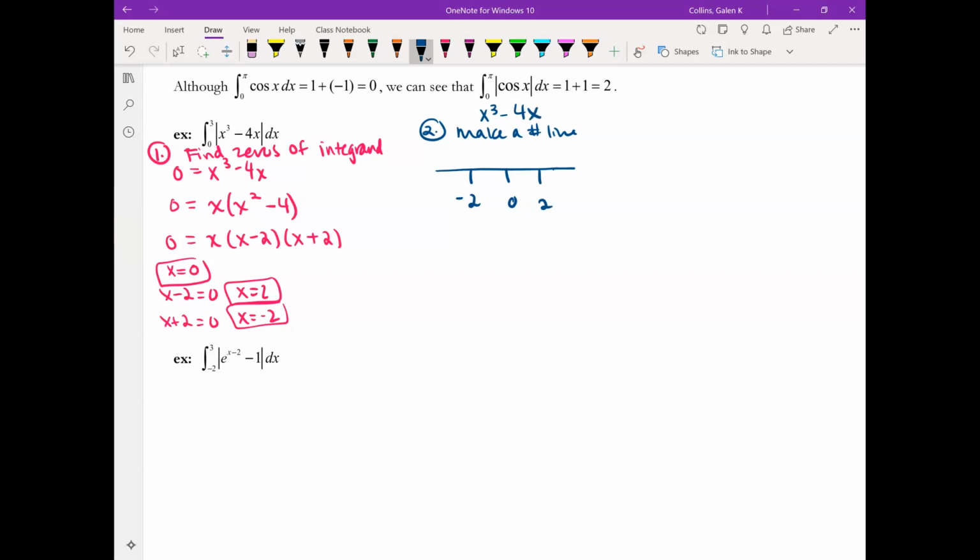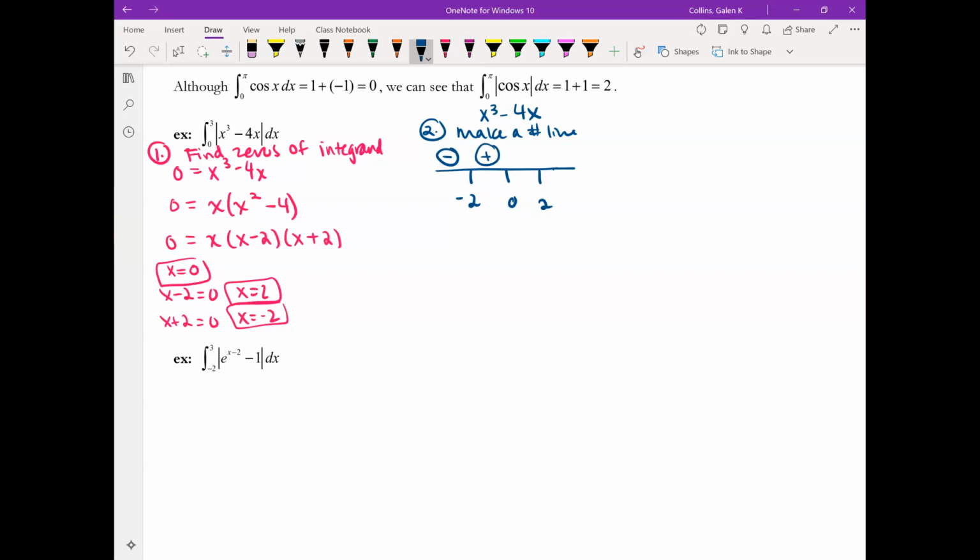Okay, if I plug in, say, a -3 or a -10, cubing that, actually, let's use 3 since it's a smaller number. -3 cubed is -27 minus 4 times -3, so plus 12. We are negative out here. Let's say I plug in a -1. -1 cubed minus 4 times -1 is -1 plus 4, so we're in the positive.